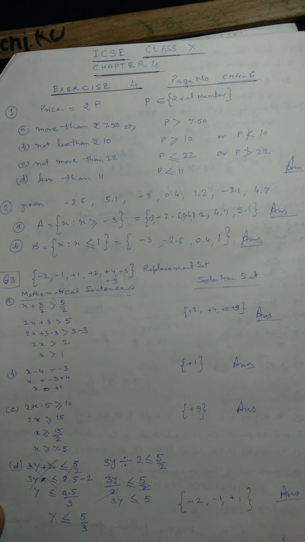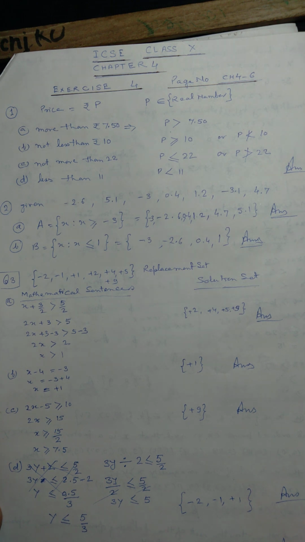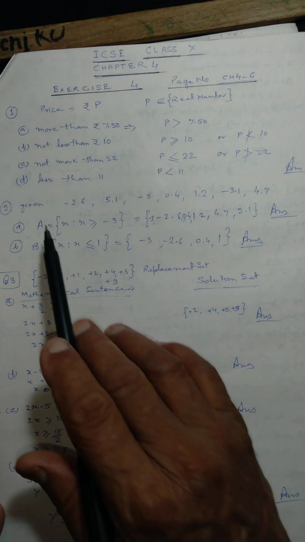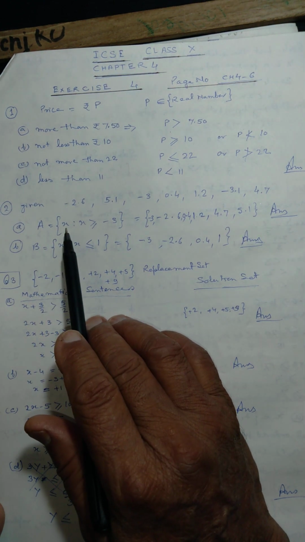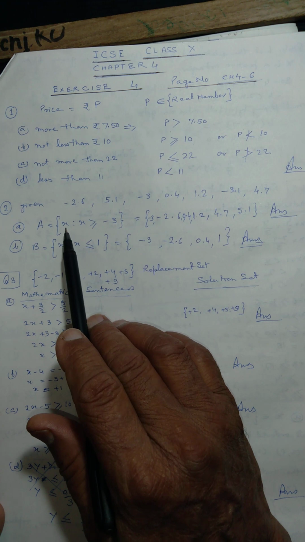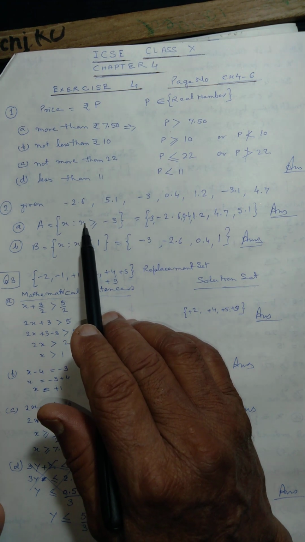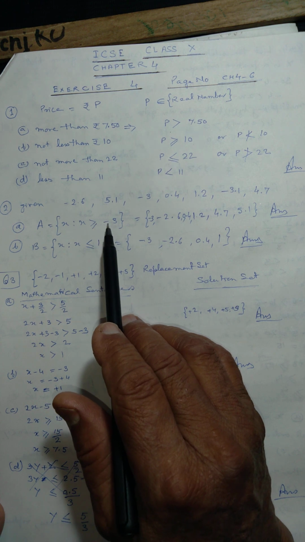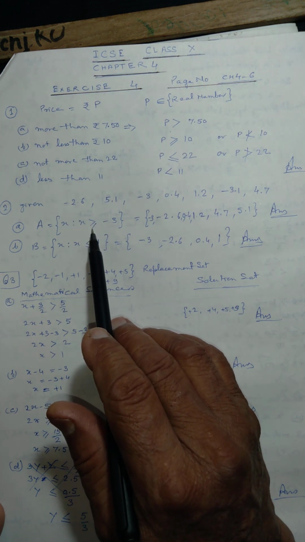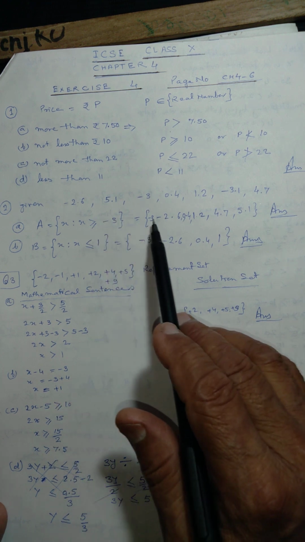You are given the following numbers: minus 2.6, 5.1, minus 3, 0.4, 1.2, minus 3.1, 4.7. Now fill the blanks. This is the A part and B part. Here the A part is mentioned. A is, inside the curly bracket, x such that x is greater than or equal to minus 3. Greater than or equal to minus 3 means minus 3 is included.